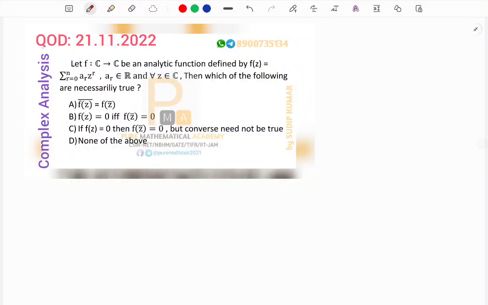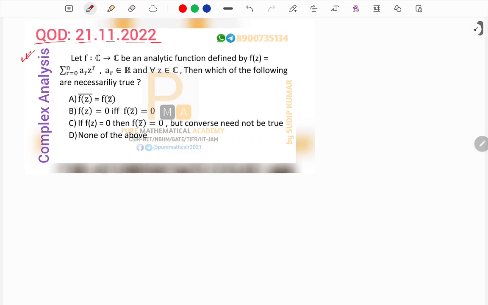So today we are going to discuss a question of the day from 21 November 2020. Okay, the question is from complex analysis. The question says: if f from C to C is an analytic function and the function is defined by this, where a_r belongs to R and this function is defined for all z belongs to C, then which of the following are necessarily true?